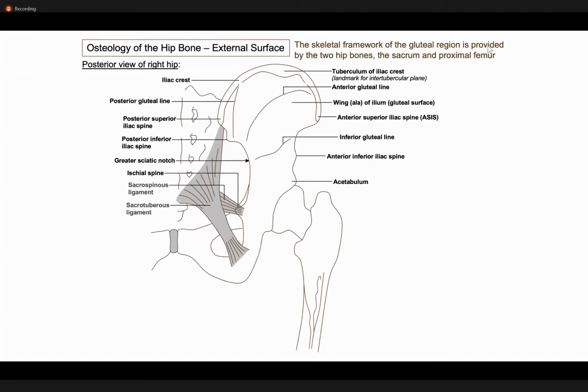And when I use the term greater, it means I have someone else as well. And who's that someone? That will be my lesser sciatic notch. So we'll be having a greater sciatic notch, and then we'll have a lesser sciatic notch. We need to be good at it.